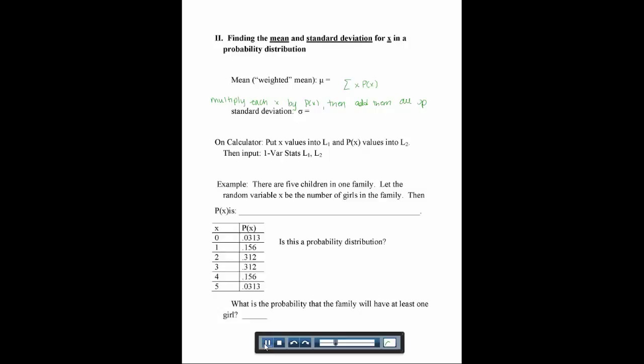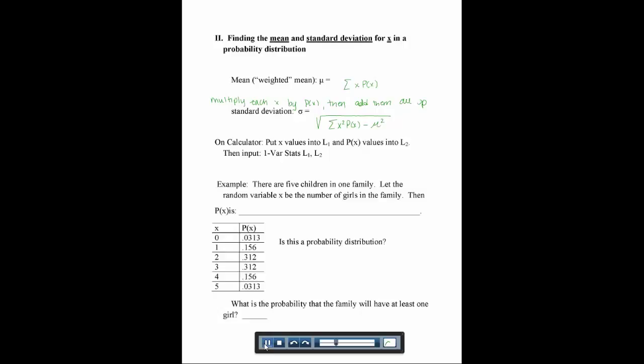The standard deviation is a little more complicated, and that's why we might want to do it on our calculator. We take the square root of adding up all the x squared values times p of x, and we subtract the mean squared. So you'd have to find the mean first. It's kind of a longer process.